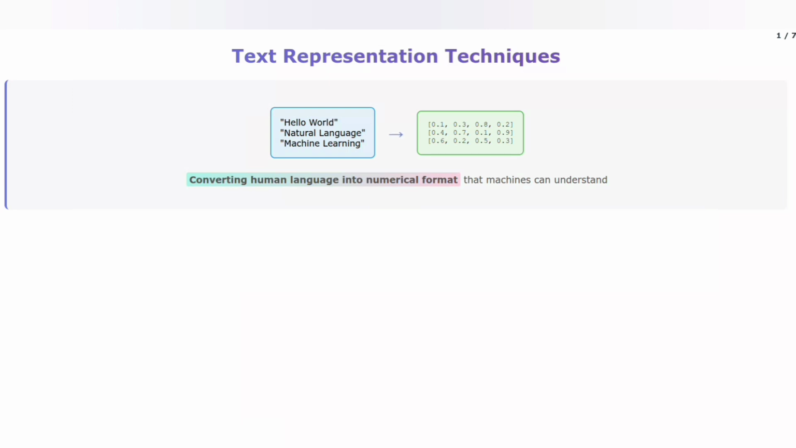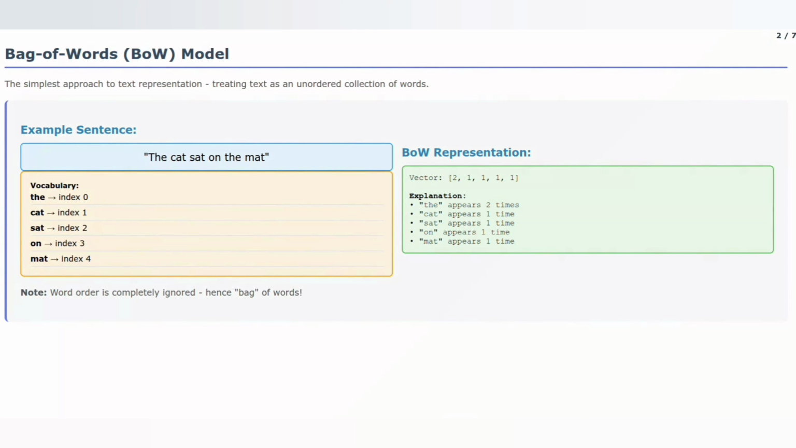The simplest approach is the bag of words model, or BOW model. Imagine a sentence: The cat sat on the mat. We create a vocabulary of all unique words. For each sentence, we count the occurrences of each word. The order of words is ignored, hence bag of words. While simple, it loses word order and semantic meaning, but can be effective for basic text classification.